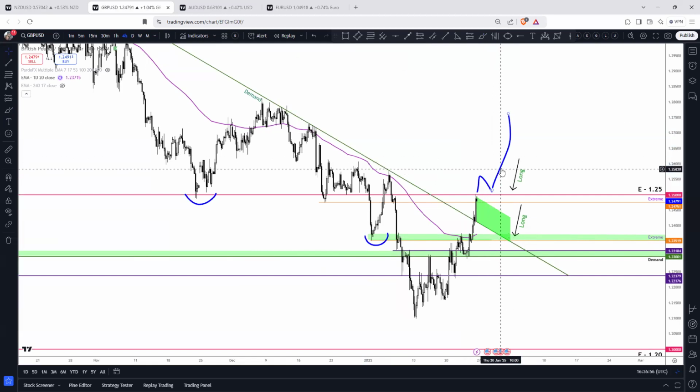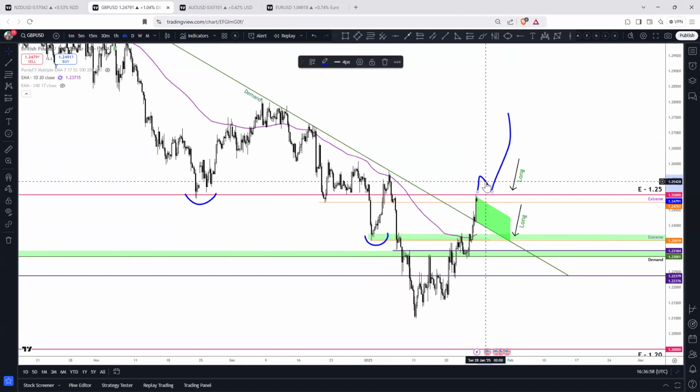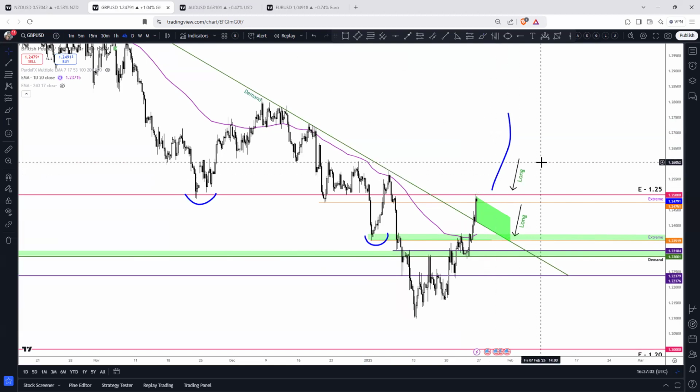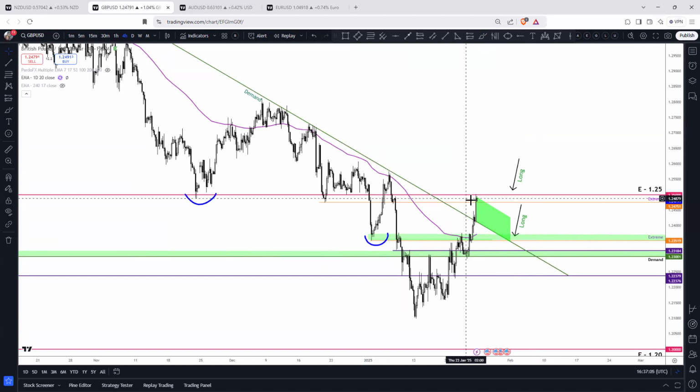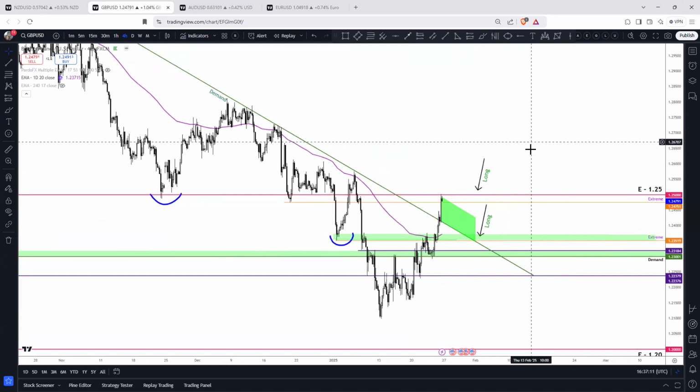I wouldn't jump into a short either. There's just not enough to go by in order to do that. You'd essentially be guessing that it's going to go short just based on the fact that it's hit 1.25, which I don't think is really the right ethos to be trading in personally.